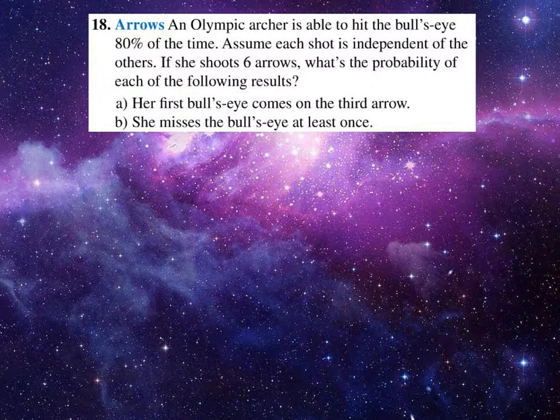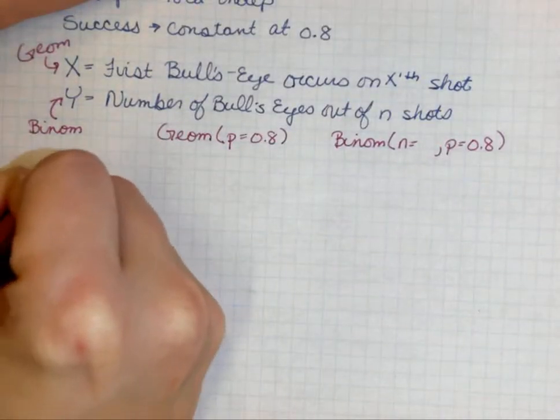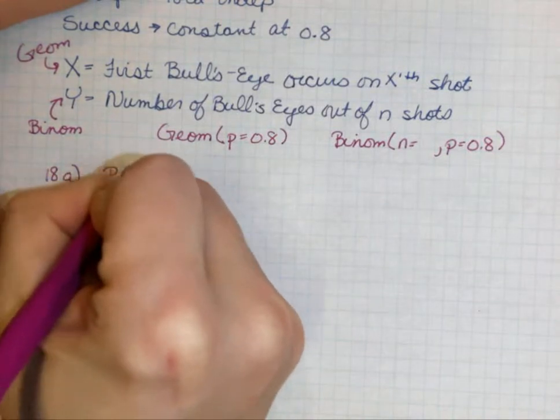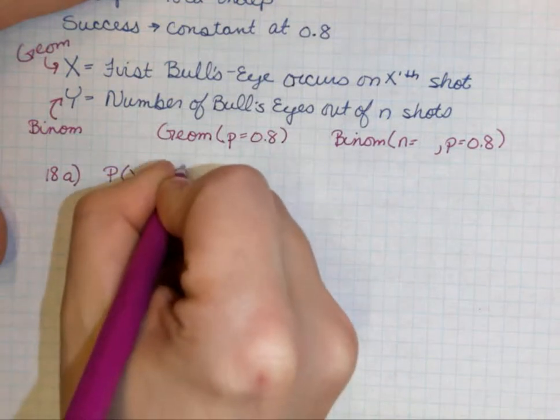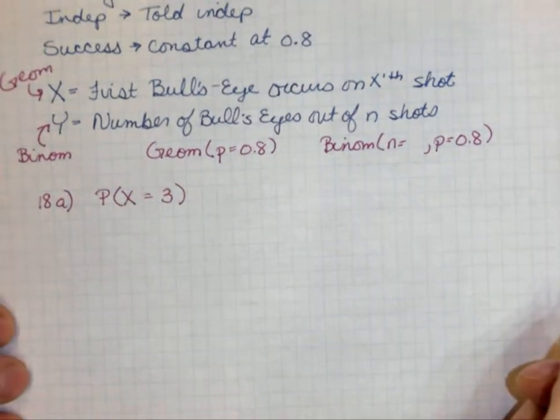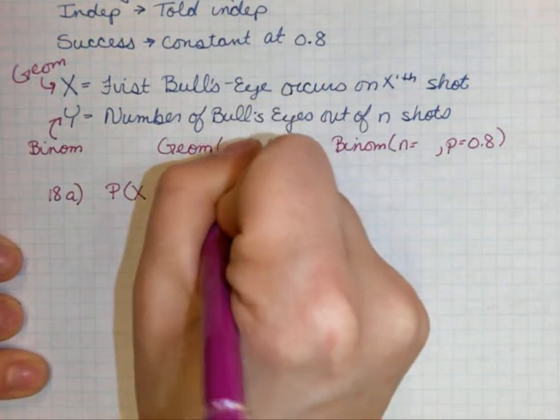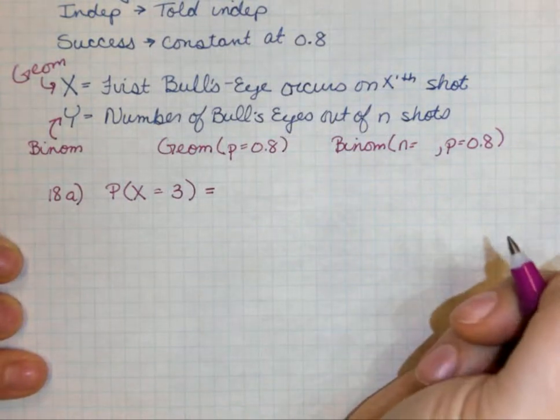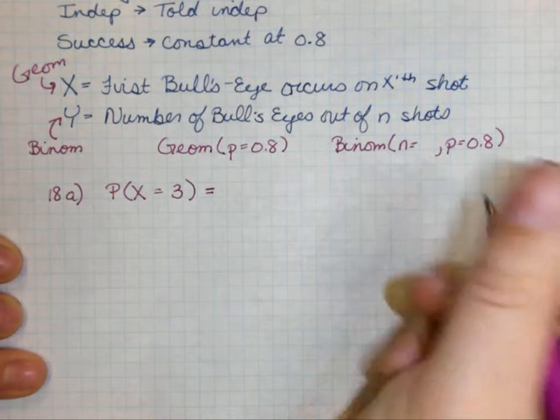So what I'm looking for here to write this properly, so this is 18A, we're going to say the probability that the first bullseye comes on the third arrow. Do you see how I wrote that? And I am perfectly happy with you using CalcSpeak at this point. These problems only. What type of distribution am I using? Geometric.